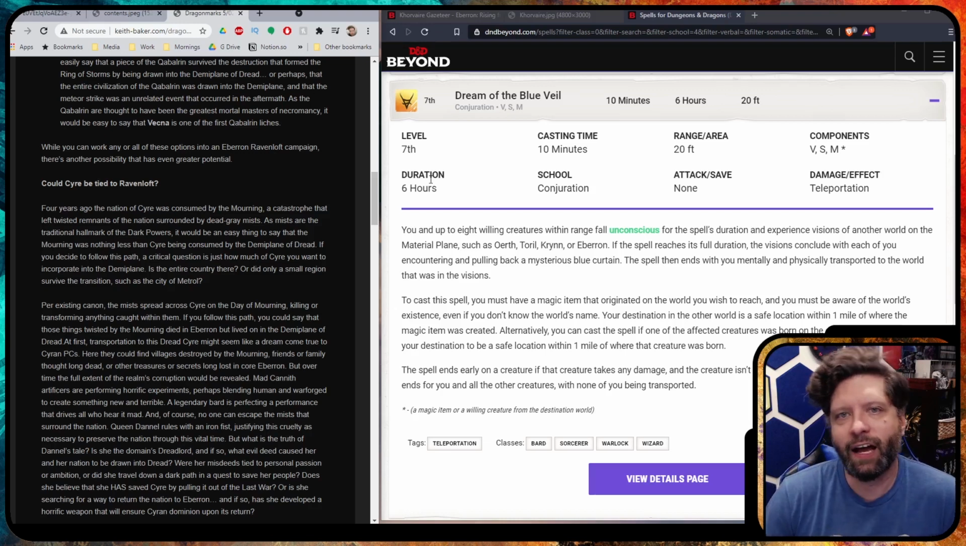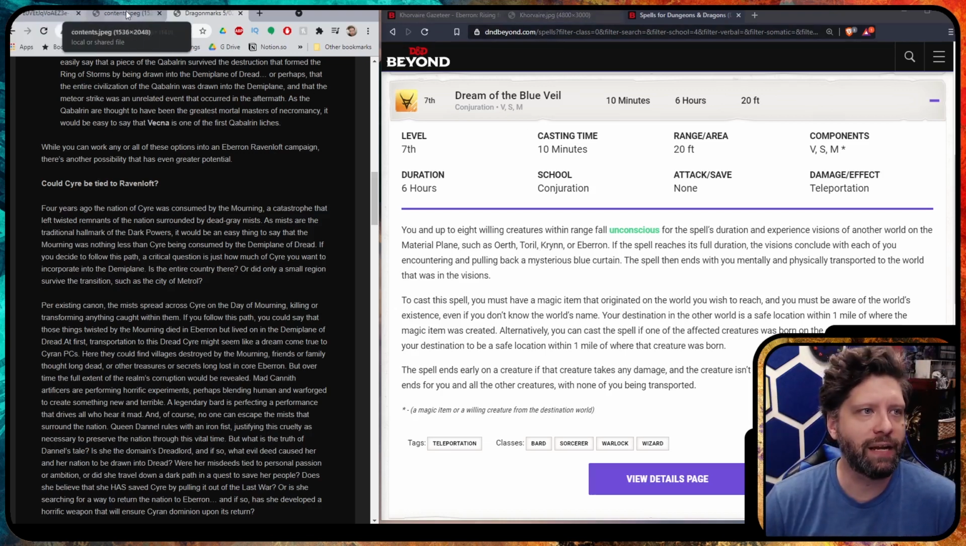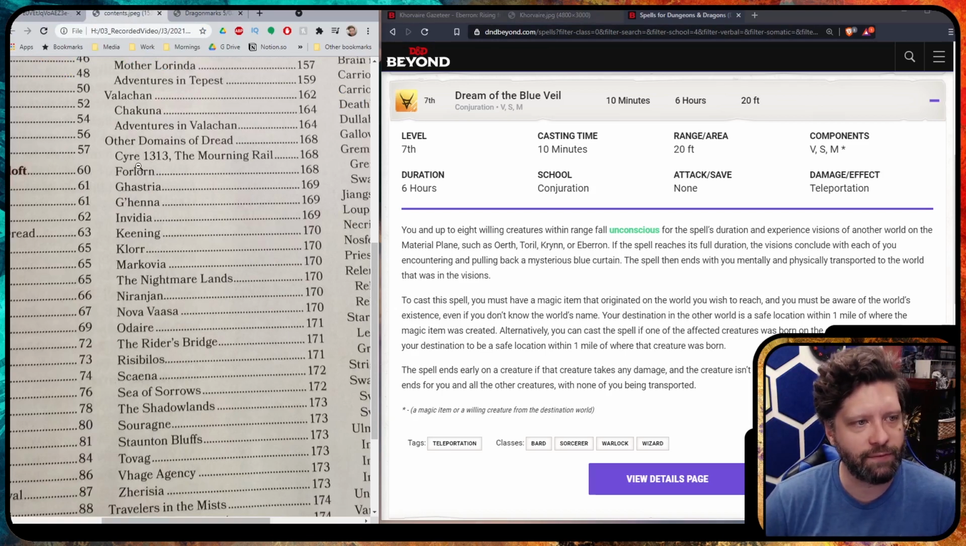Who knows? And this is all conjecture. I have no evidence or anything, except I really think this is cool. We have Cyre 1313, the Mourning Rail. I don't know what this exactly is. It's only a page, so we're not getting a ton of information on it. But man, am I interested.